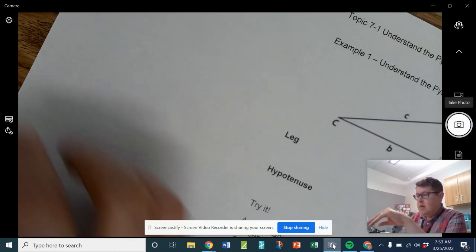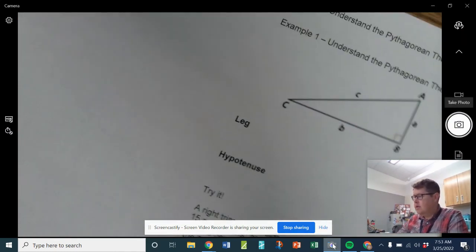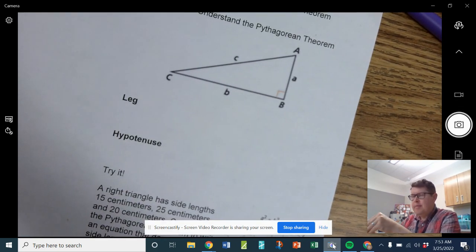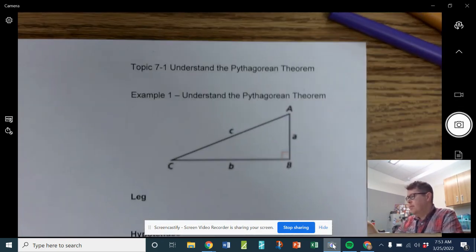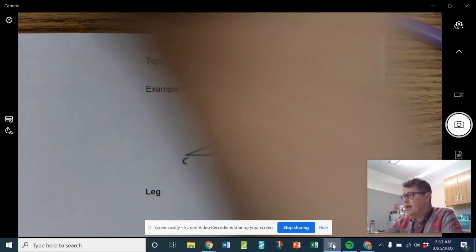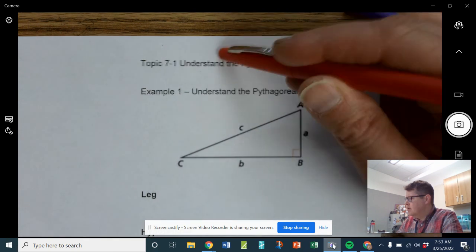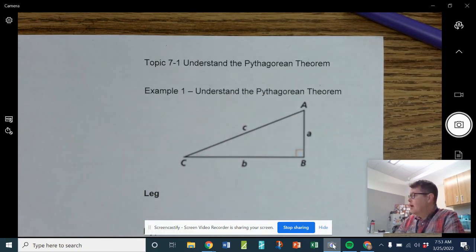All right, hey folks, we are doing chapter 7. So we have 2 more chapters basically. Anyway, we're continuing with our geometry kind of focus. We're going to be talking about the Pythagorean theorem. This was created by a Greek dude named Pythagoras a long time ago.